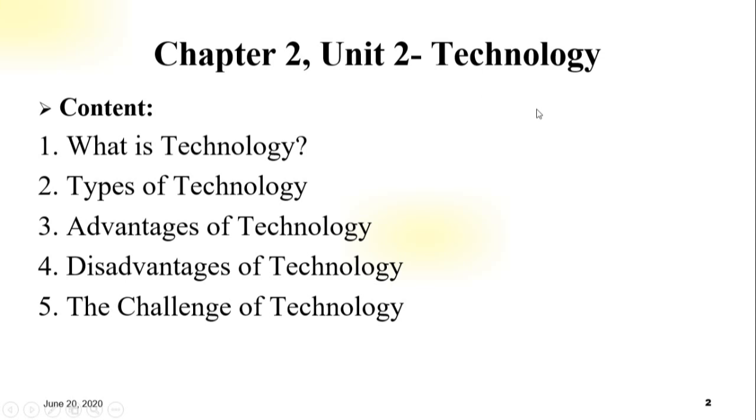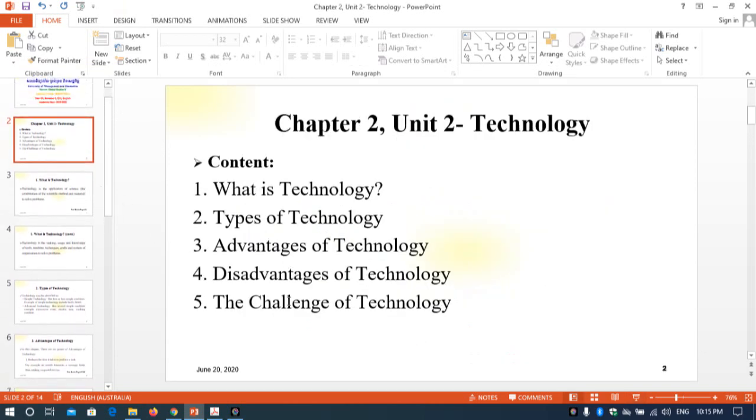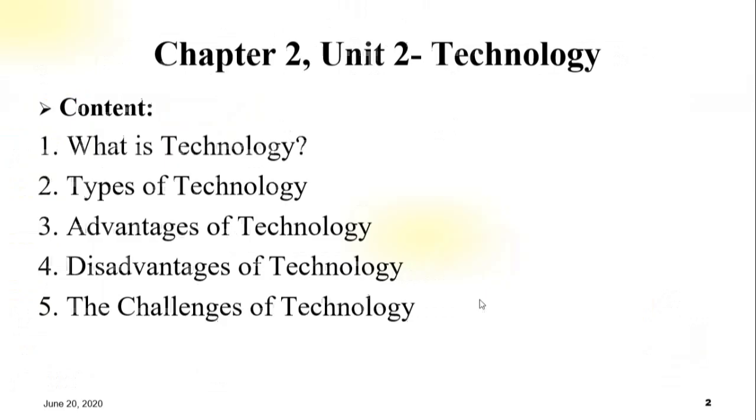In this unit, we have 5 contents. Number 1, what is technology? Number 2, types of technology. Number 3, advantages of technology. Number 4, disadvantages of technology. And number 5, the challenges of technology. Sorry, I will add one more letter H. The challenges of technology. Now please continue to one more slide.